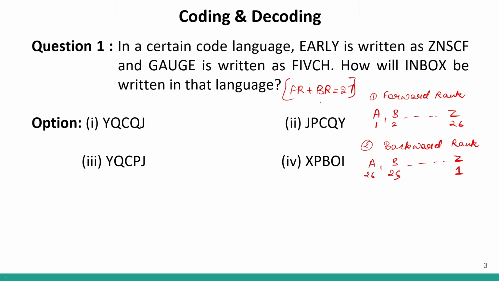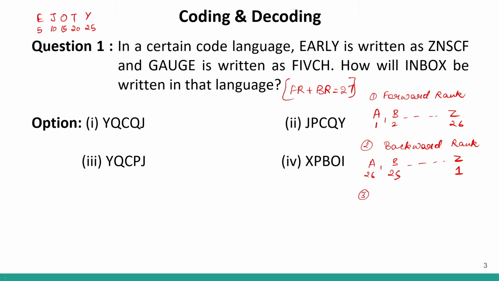Now there is a shortcut to remember forward ranks, which is EJOTY. Correct? This is your shortcut to remember forward ranks. E is 5, J is 10, O is 15, T is 20 and Y is 25. With the help of this shortcut also you can remember forward ranks.